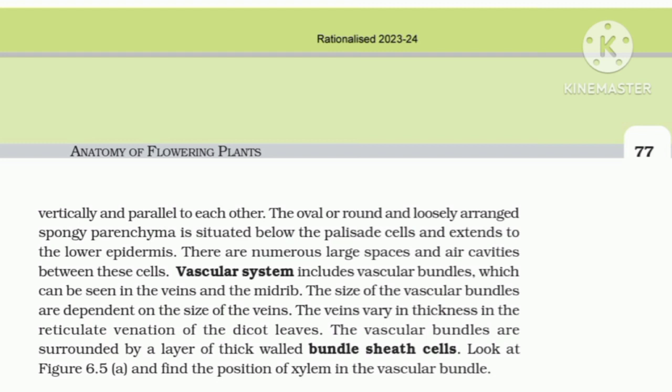Vascular system includes vascular bundles, which can be seen in the veins and the midrib. The size of the vascular bundles depends on the size of the veins. The veins vary in thickness in the reticulate venation of the dicot leaf. The vascular bundles are surrounded by a layer of thick-walled bundle sheath cells. Look at figure 6.5a and find the position of xylem in the vascular bundle.